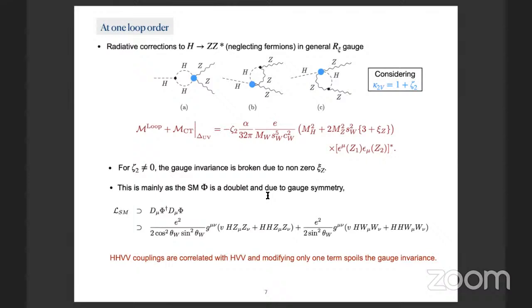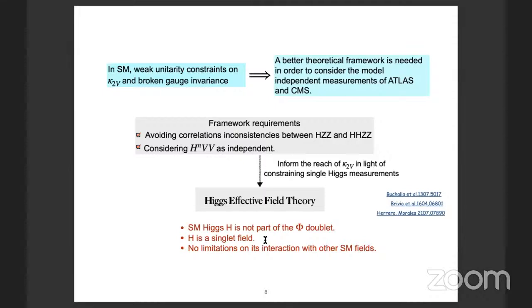So why does this happen? The first instinct is that in the standard model, phi is the doublet. Due to the gauge symmetry, if you expand the kinetic term of the phi doublet, we will see that the HZZ couplings are fully correlated with the HHZZ couplings. Therefore, if we modify one coupling while keeping the other fixed, that completely spoils the gauge invariance in our theory. So the weak unitarity constraints at leading order and this broken gauge invariance at one loop order tell us that we need a better theoretical framework so that we can compare the ATLAS and CMS measurements.